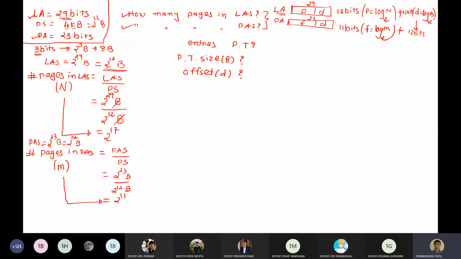So the memory management unit will do this, right, using the help of page table. Okay. Now next question is entries in page table. How many entries? It depends on what.